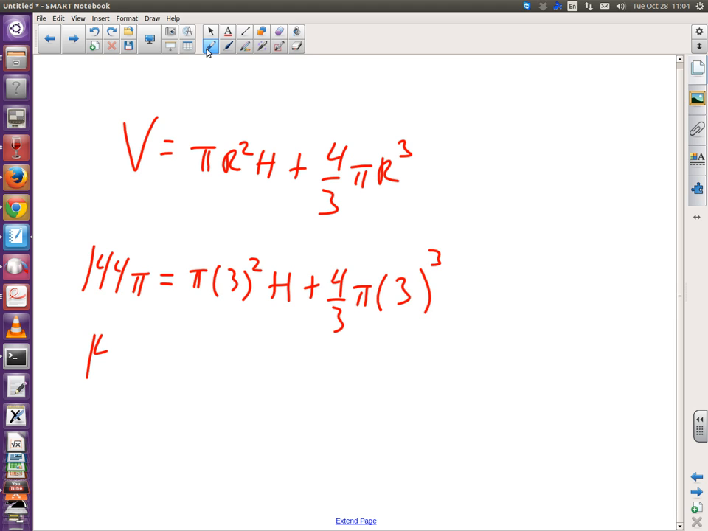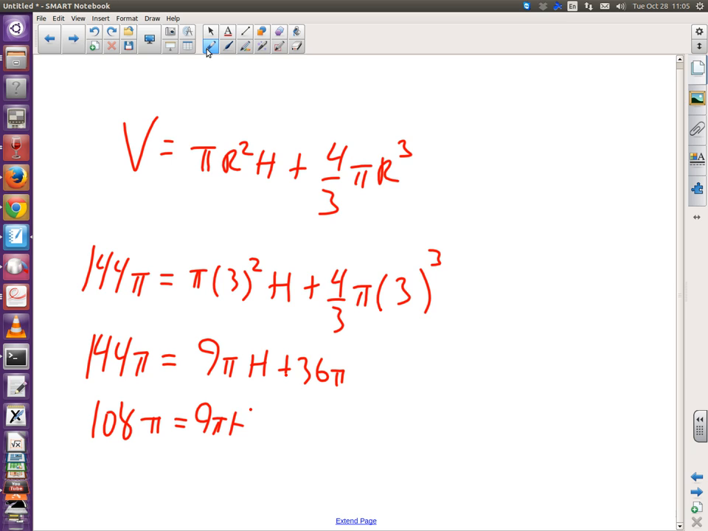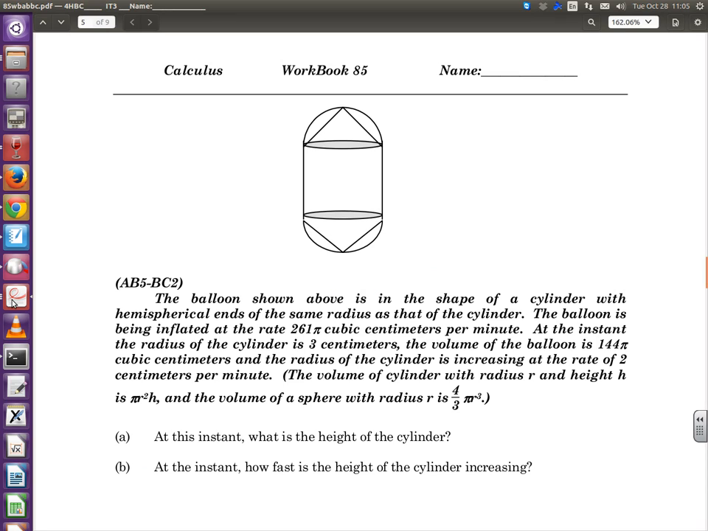So let's work this out. We've got 144 pi here equals 9 pi h here. And one of the 3's cancels, so 3 squared is 9 times 4 is 36 pi. So subtract the 36 pi from the 144 pi, you get 108 pi, or you can cancel out all the pi's first if you like, is 9 pi h, and 9 pi into 108 pi is 12 centimeters. So we've got that at this moment, the height of the cylinder is 12 centimeters, and the radius is 3 for both hemispheres and the cylinder. Okay, so part B now. At that instant, how fast is the height of the cylinder increasing?